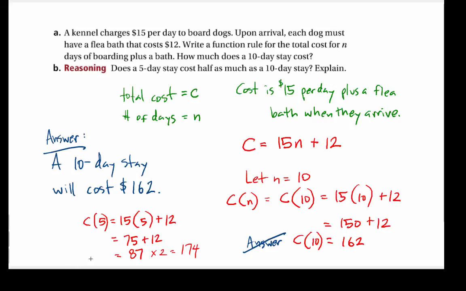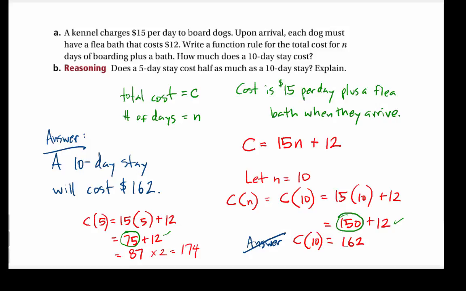So what's going on here? Well, if we look at our cost for 5 days, just the amount per day, 75, is half of the amount for 10 days. So that is half. But no matter how many days we stay, we have this additional $12. So there's always going to be a difference there. It's not always going to be just half because you always have that $12 amount. So the cost per day, just that part, is half for 5 days versus 10 days. But when you throw the $12 in, it doesn't work out to be half. So that's how you would answer part B.